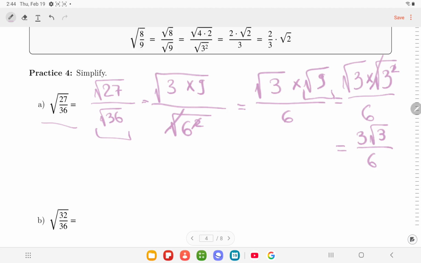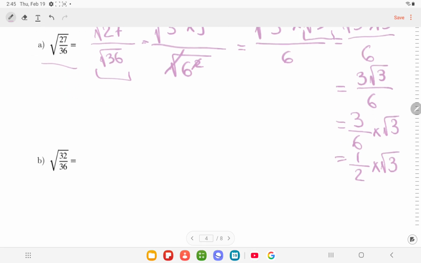And this can be even further simplified because it can be written as 3 over 6 times root 3. And 3 over 6 is 1 over 2. And that is our final answer. I suggest you guys try the next two, I believe, on your own to see if you can get them on your own, and then watch the rest of this video and see if you got the right answer.